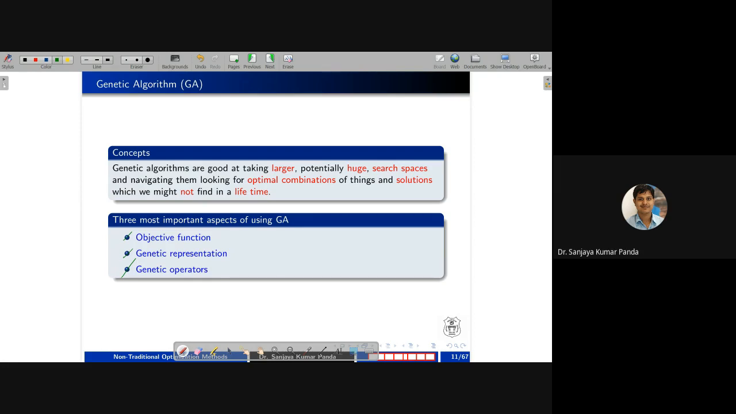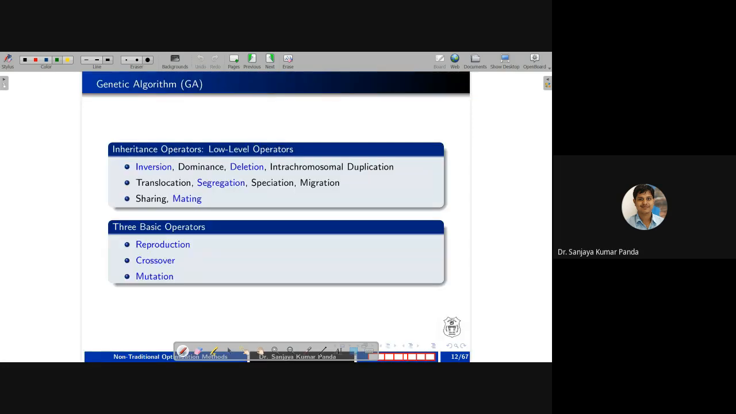That is a genetic representation. Third one is genetic operator, like crossover, mutations. These all are the operators coming under the genetic operator. Not only that, if you go for genetic algorithm, most of the cases you will find two popular operators are applied. One is called crossover and mutation. Right? You can see here. There are three basic operators: one is called crossover, another is mutation, and reproduction.